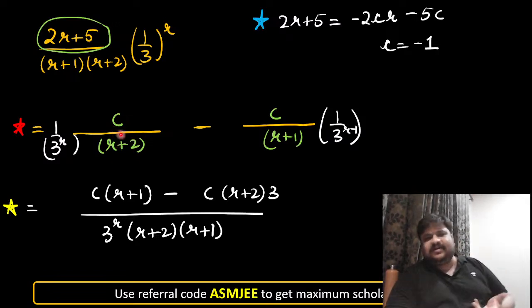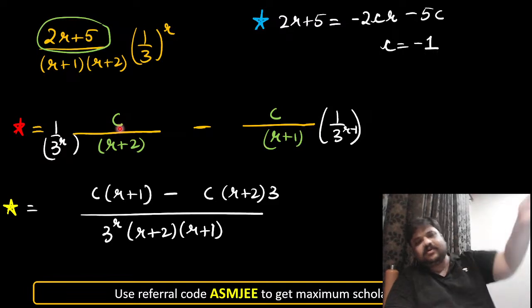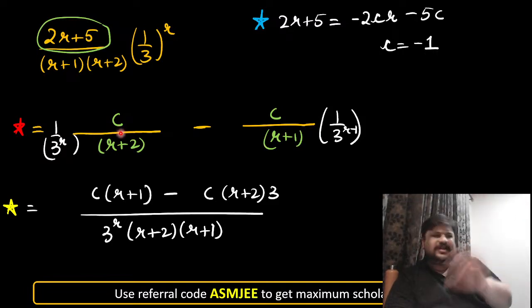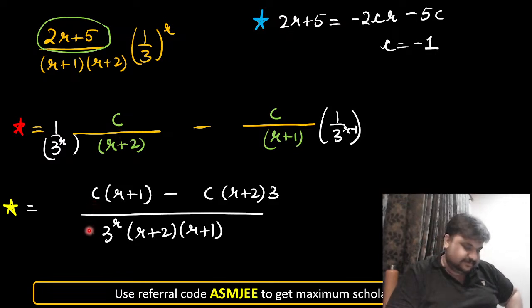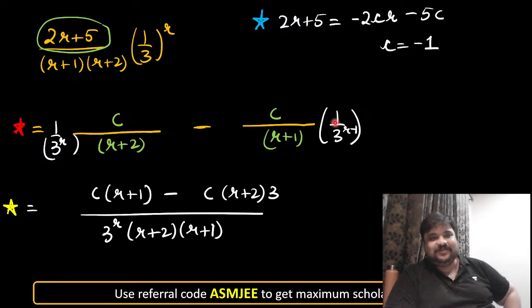Constants, always start with a constant. If constant doesn't work, then take linear. If linear doesn't work, then take quadratic. Usually constant and linear you get. This is the step that you need to continuously practice.